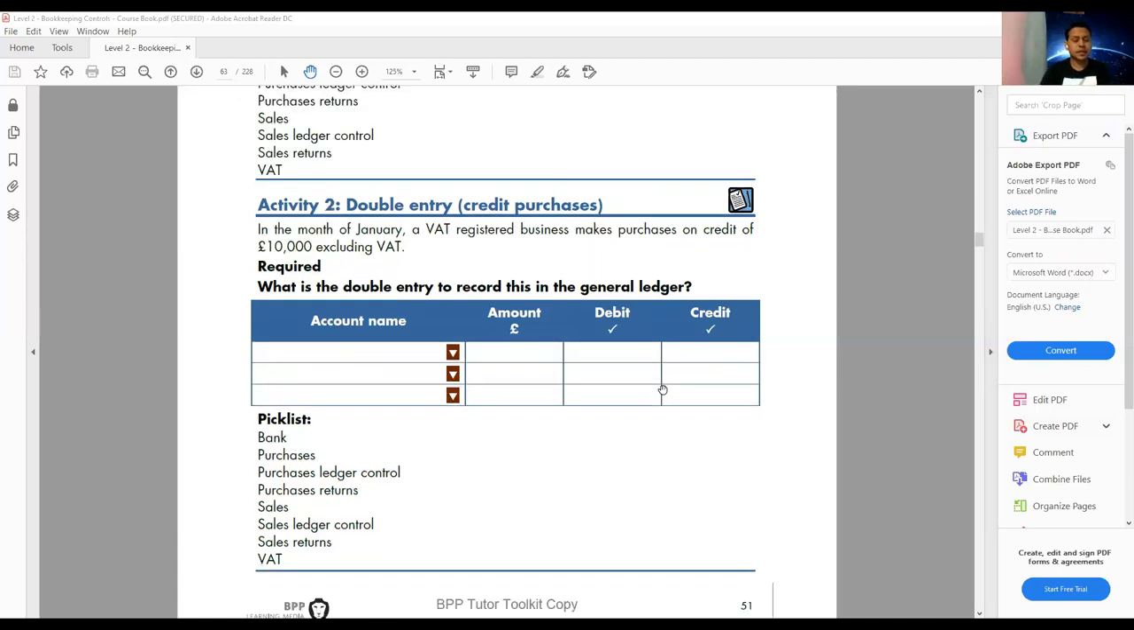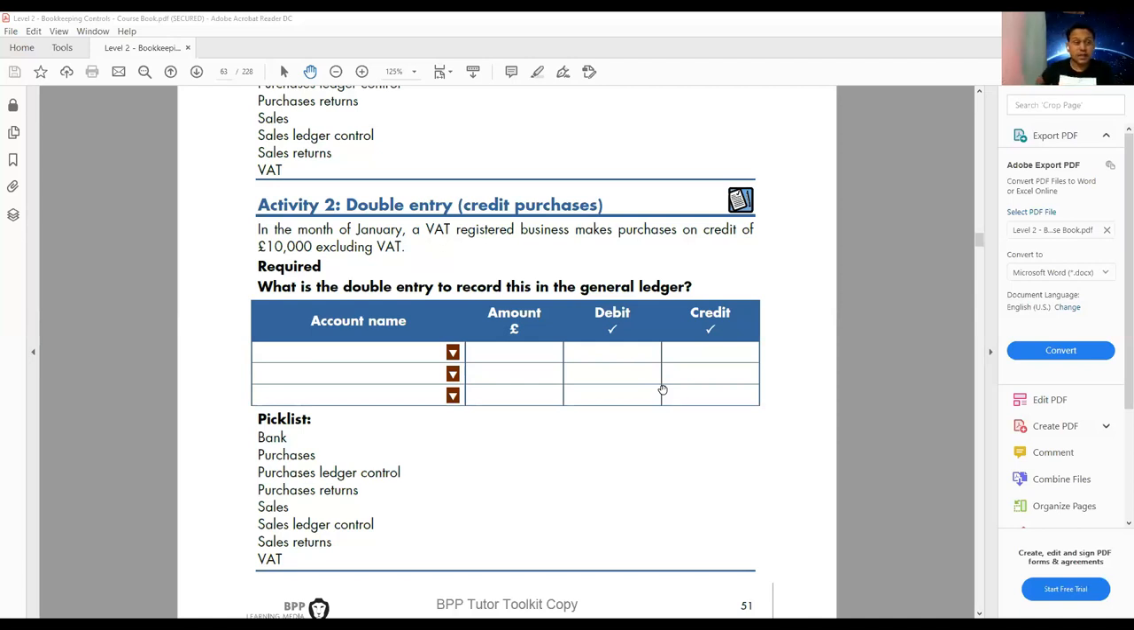Activity two, double entry credit purchase. This time I'm purchasing, I'm not selling. Credit purchase. In the month of January, a VAT registered business makes a purchase on credit of 10,000 excluding VAT. So you're buying something on credit and there is VAT as well.